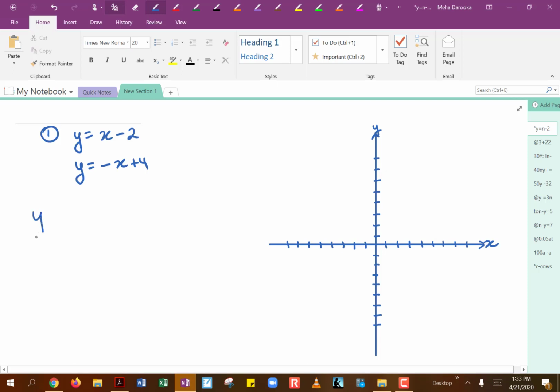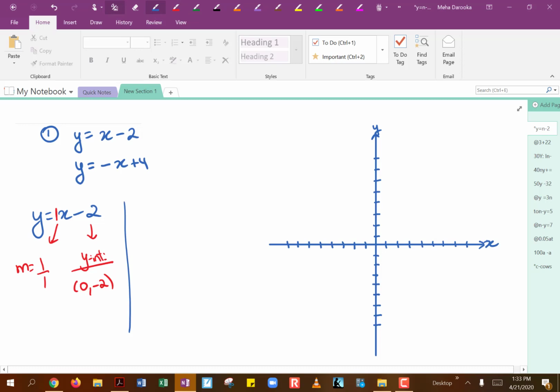For y equals x minus 2, the minus 2 gives us our y-intercept, so the y-intercept is going to be at 0, negative 2. And x has a coefficient of 1, so that tells us we have a slope of 1 over 1. So you can go up 1 and right 1 since it's a positive slope.